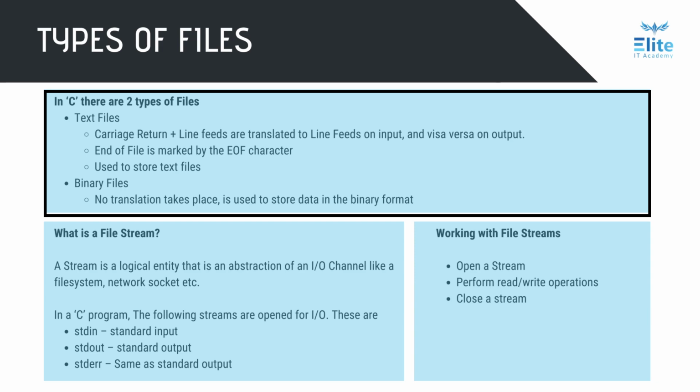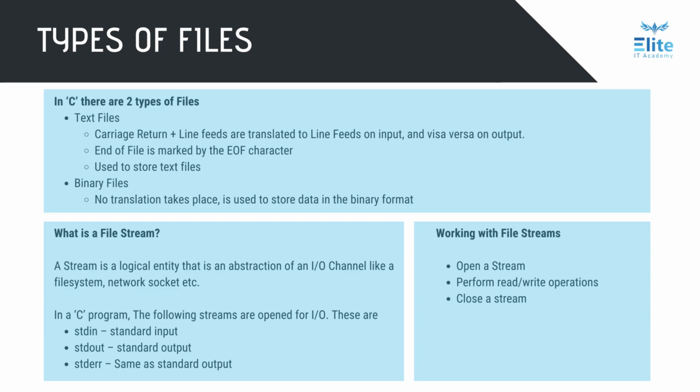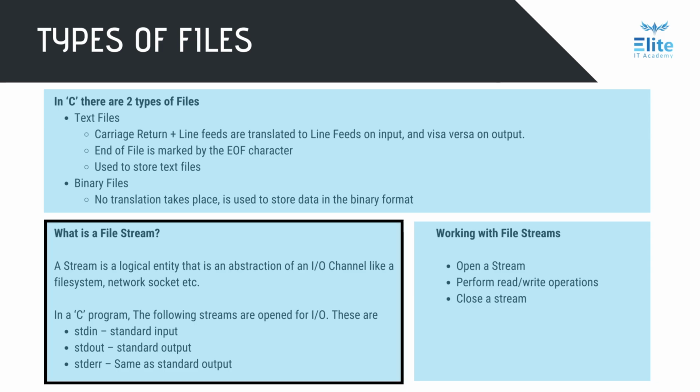A binary file is used to store information in binary, typically a combination of text and numeric values in a binary format. A binary file does not perform any line feed translations as described in a text file. Secondly, there are different kinds of file operation functions available in the C library. We will discuss the stream I/O functions.